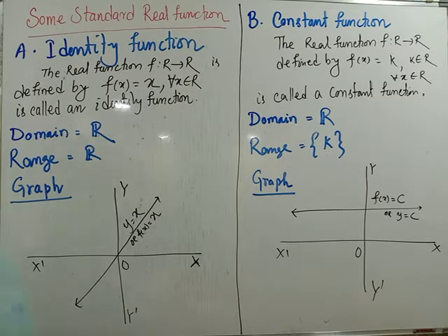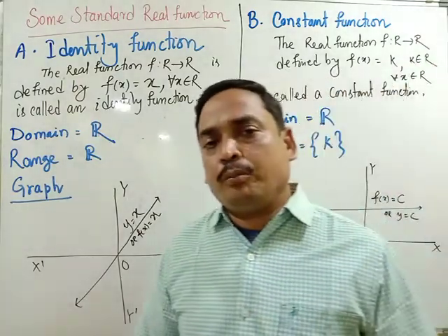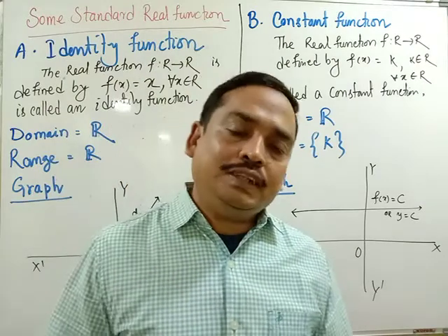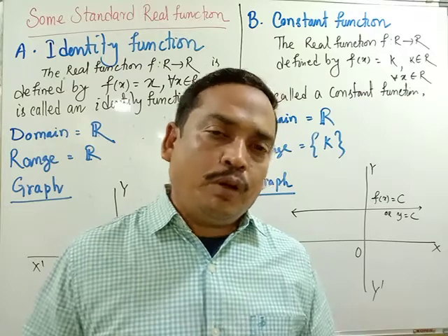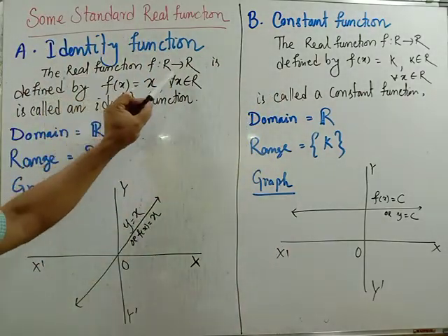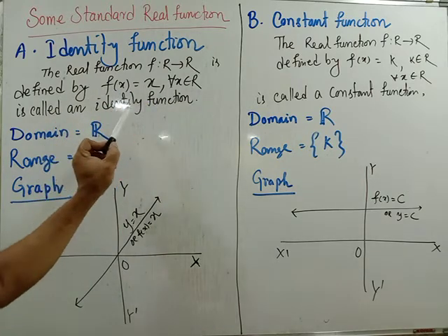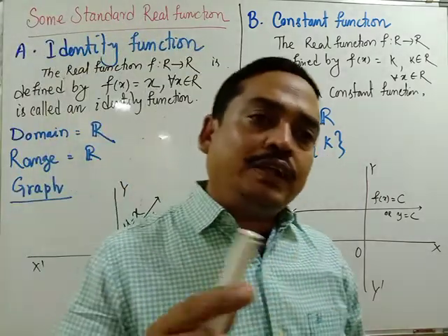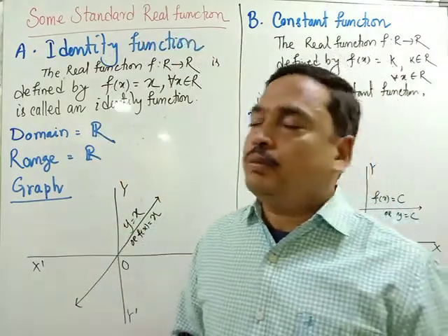Identity function, what is an identity function? It is a real function f from real numbers R to R defined by f of x is equal to x for all x belongs to R. Here f of 1 is 1, f of 2 is 2, f of 3 is 3. That is called the identity function.